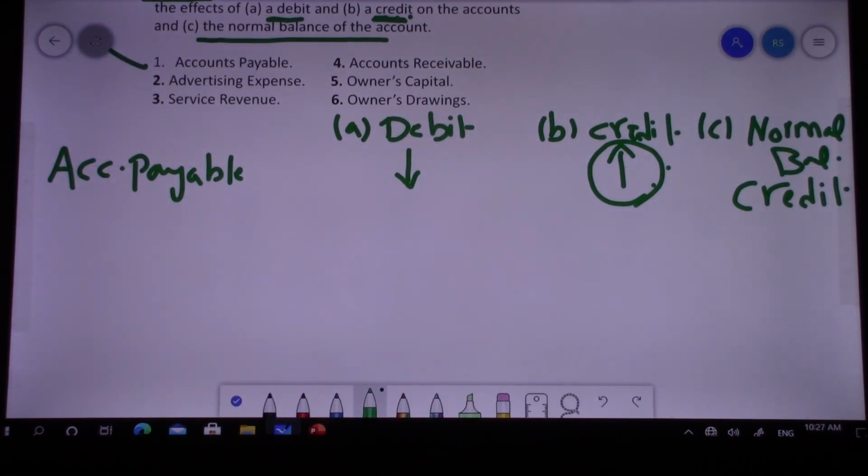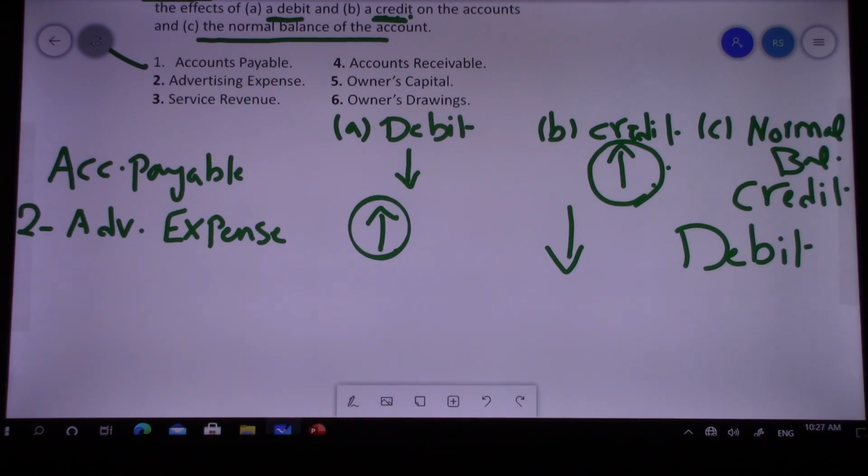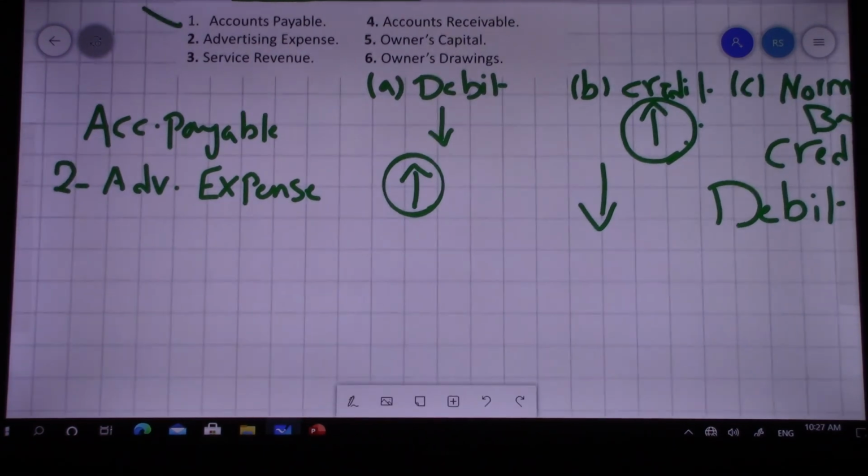Number 2, advertising expense. Any expense, we have stated, is the opposite of revenues, and expenses increase on the debit side, so the effect of a debit here is an increase and it decreases on the credit side. What is the normal balance? The normal balance is the increase side, debit. Number 3.